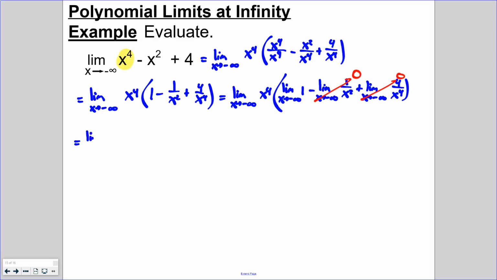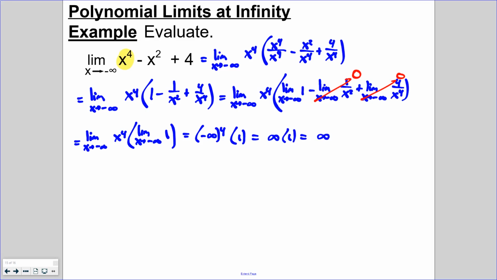Alright, next up we get the limit as x approaches negative infinity of x to the fourth times the limit as x approaches negative infinity of 1, which is going to be negative infinity to the fourth times 1. We've already talked about negative infinity to an even power. We know that that's going to become positive infinity. And then infinity times 1 is still going to be infinity.